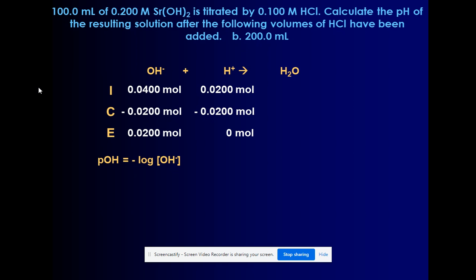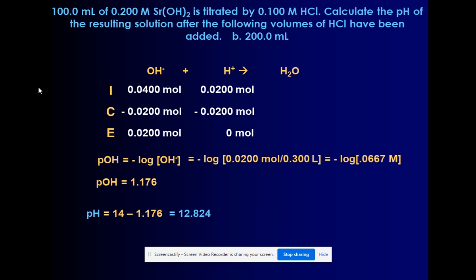So when we find the pOH, again, we need a concentration. We're going to take the 0.02 moles of hydroxide and divide it by the 0.3 liters, 300 mL, to get its concentration, which is now 0.0667 molar. The pOH would be 1.176, so a little higher than what we saw on the previous slide, but the pH is still going to be very basic, 12.824.